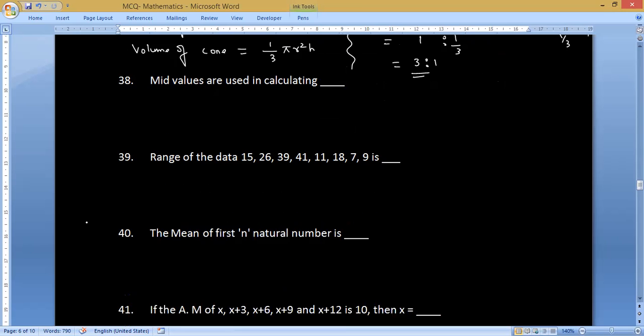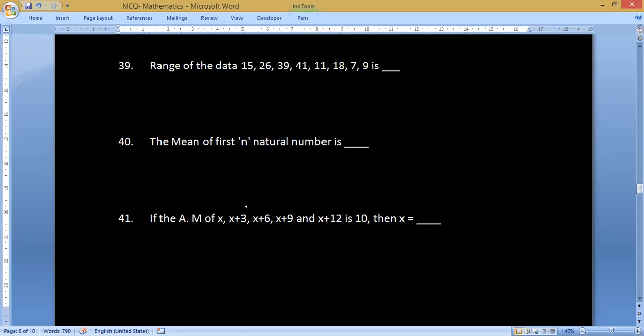So mid values are used in calculating, and where we use mid values, they are class marks. Both are same. We use class marks, mid values, in calculating the mean.